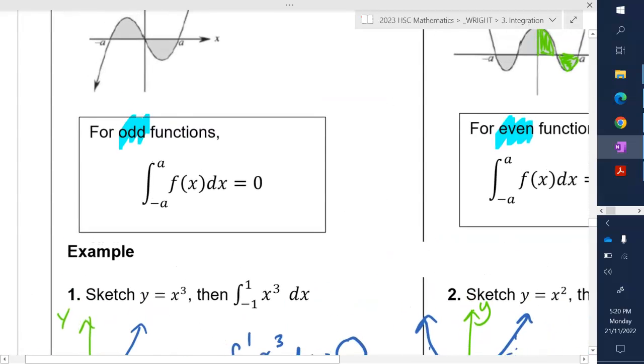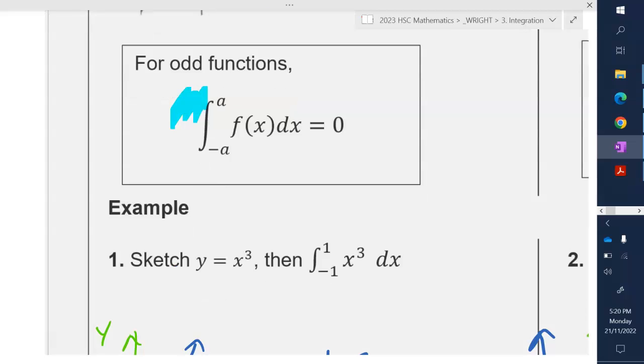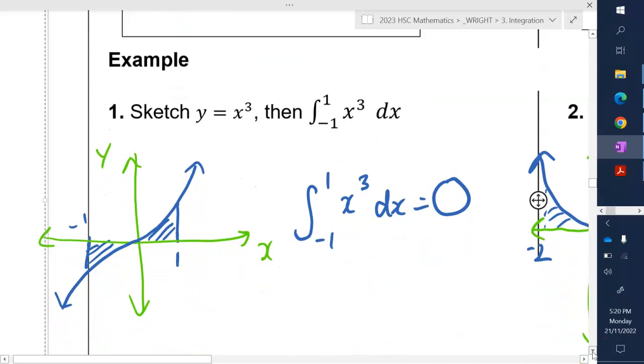Okay, so we're going to have a look at this. Saying sketch y equals x cubed, and then find the integral between 1 and minus 1 of x cubed. Now, I've actually done this one already for us. So let's have a look at what we've got down here. So if you want to pause that and sketch y equals x cubed for me, what you're going to get is this picture along here.